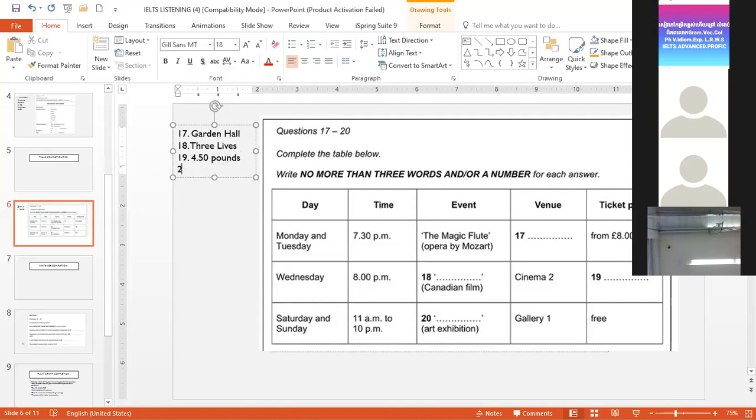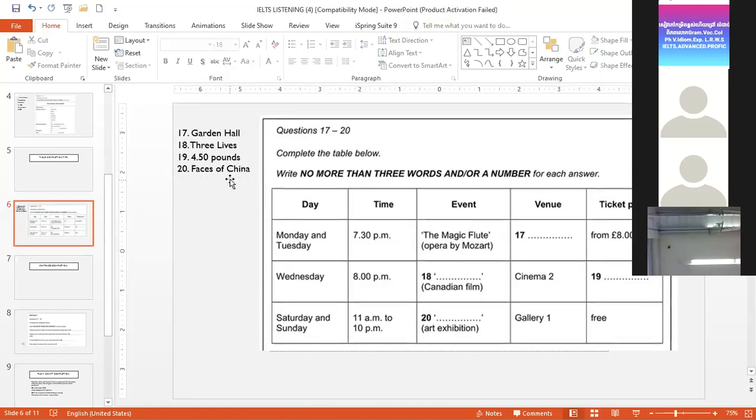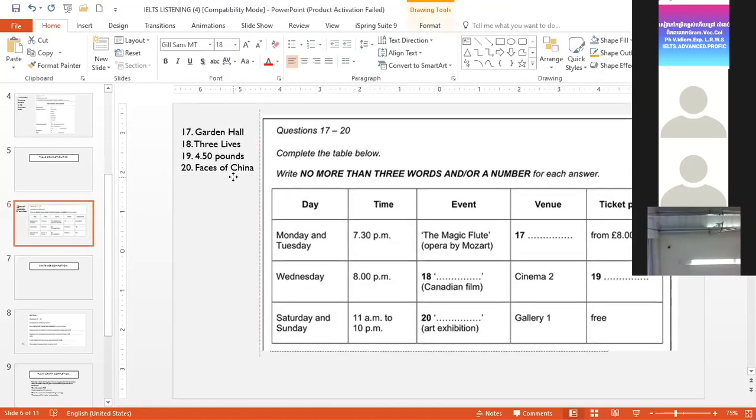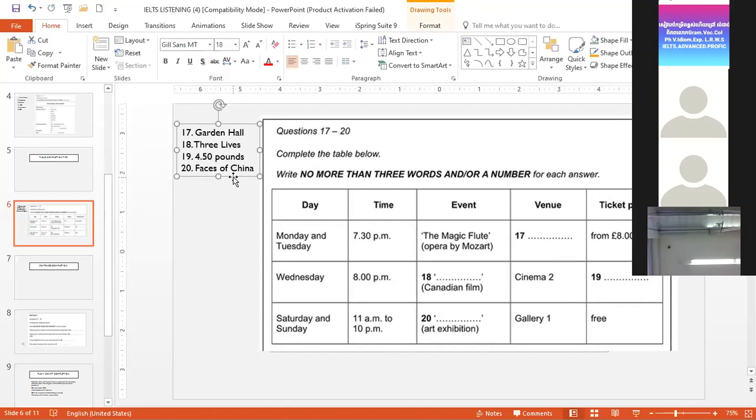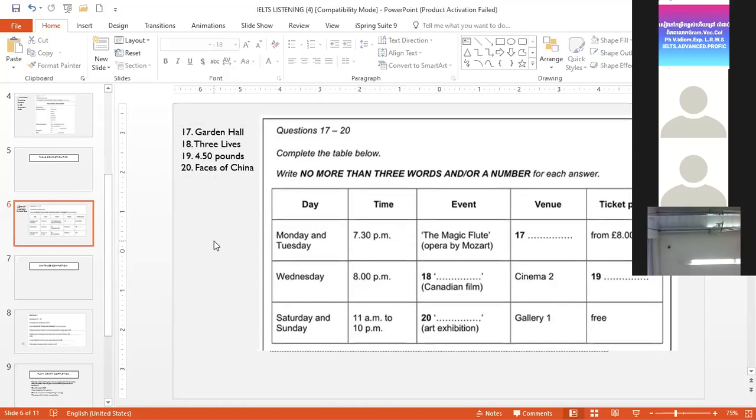The last one now. I hope you got the answer. Faces of China. Very good. So this is called table completion. It's a little easier compared to note completion since they will use the subheading or the subsections, and you can use them as clues to help you get the answers.